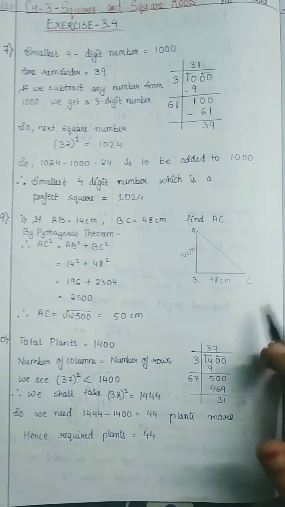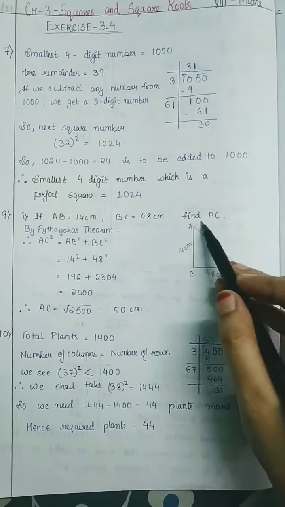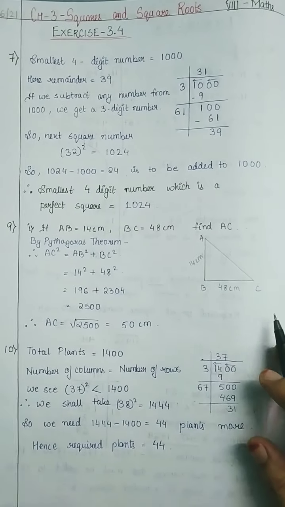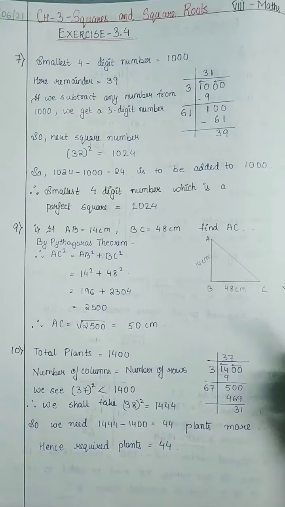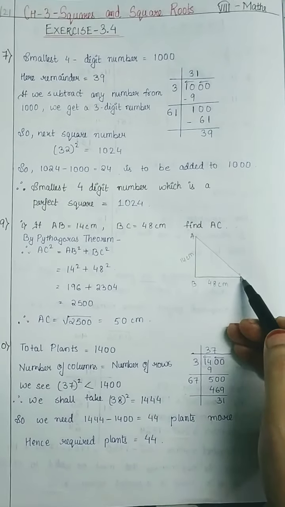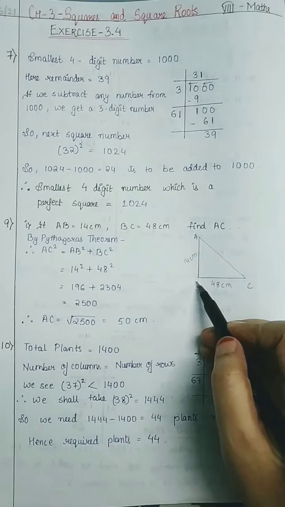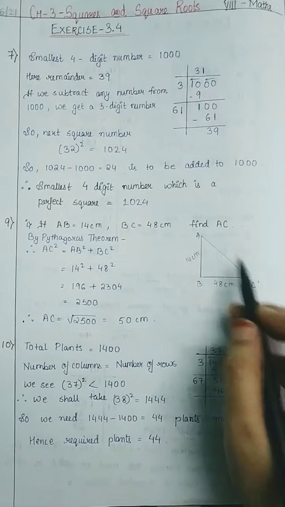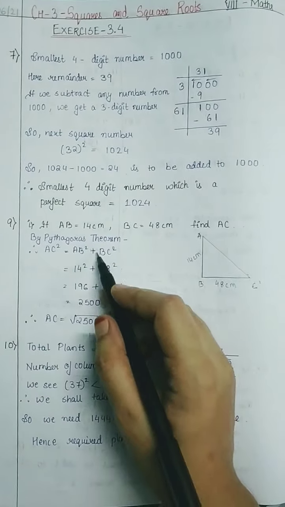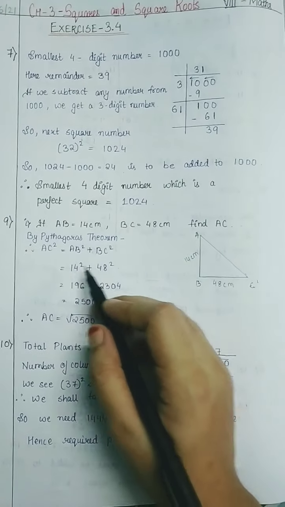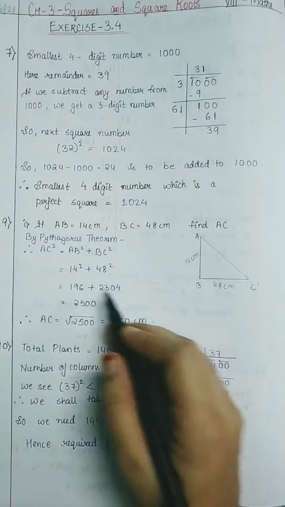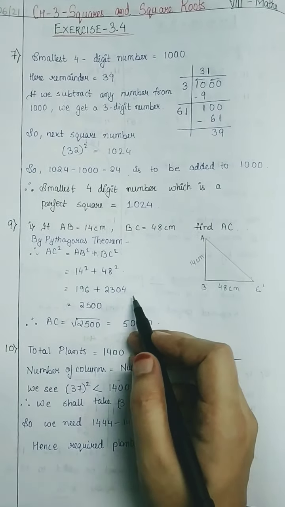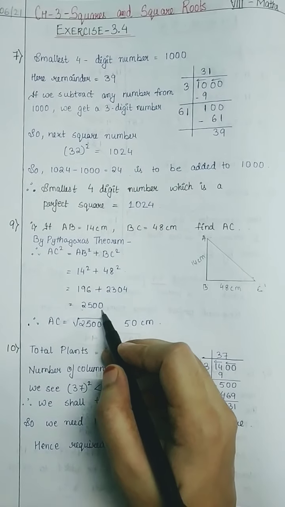Now in question number 9, AB is given, BC is given. We have to find AC, and it is a right angle triangle. So whenever there is a right angle triangle, we apply the Pythagoras theorem. Now what is the Pythagoras theorem? Hypotenuse square is equal to perpendicular square plus base square. We don't know the hypotenuse, so we'll write AC square. Then AB is 14, so we'll write 14 square plus 48 square. So 14 square is 196 and 48 square is 2304. After adding, we have got 2500.